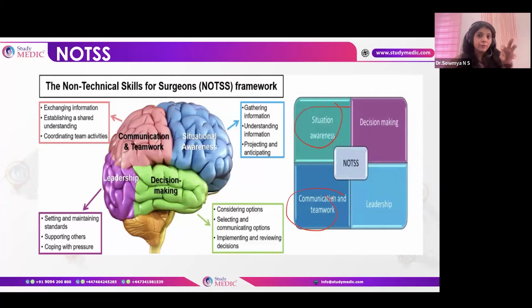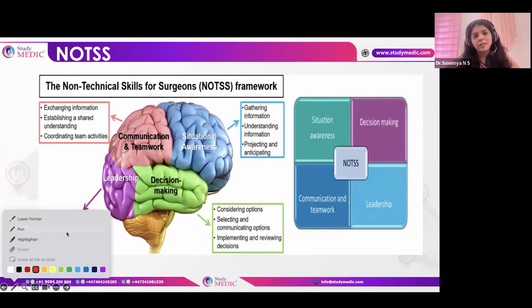Communication and teamwork: you have communicated to the scrub nurse, you have communicated to get the consultant on board. Decision making is again the same, deciding to call rather than thinking of it late, and taking leadership skills. If there is any issue, for example a bowel injury during the cesarean or the abdominal hysterectomy, how you identify and manage the whole thing, calling the multidisciplinary team for help. So it's basically softer skills, nothing to do with your technical skills.